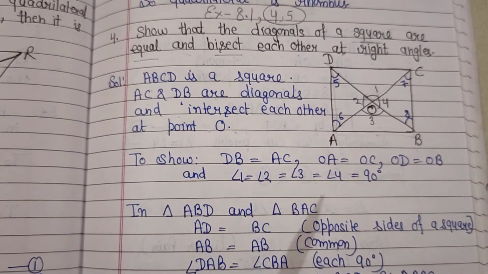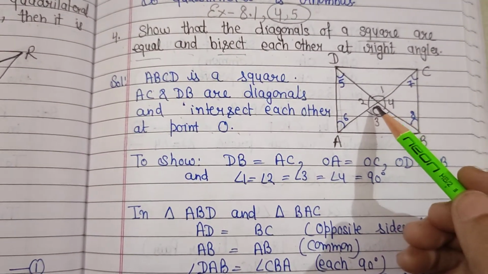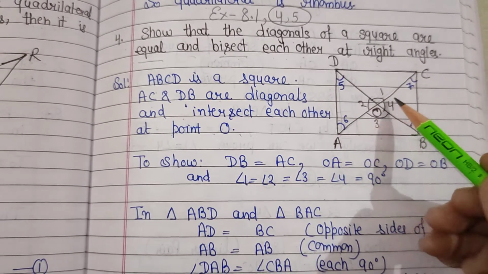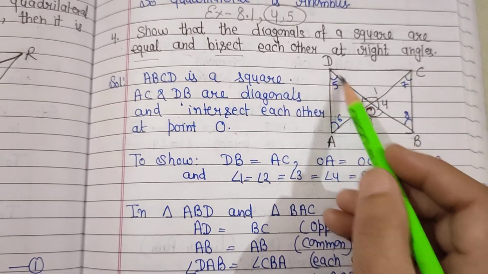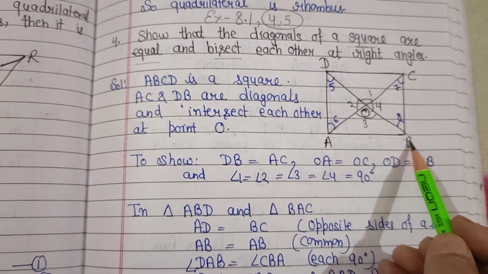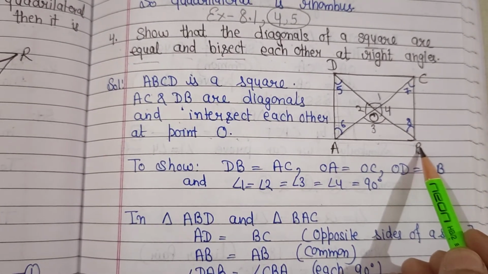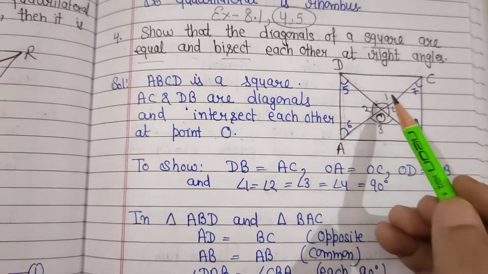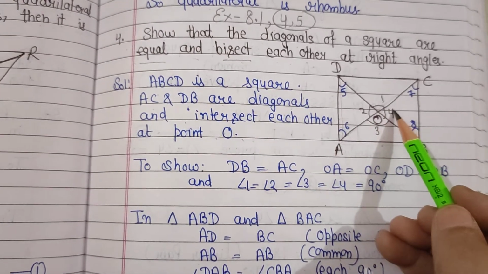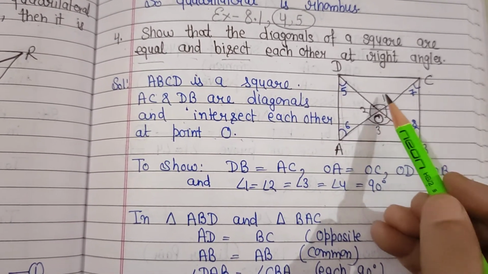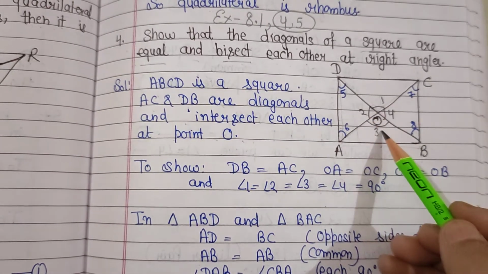Now what we have to show? We have to show that the diagonals bisect each other. It means OA is equal to OC and OD is equal to OB. We have to show this for the second part, and for the third part, at right angle. It means angle 1, 2, 3 and 4. I have to prove that these angles are of 90 degrees.